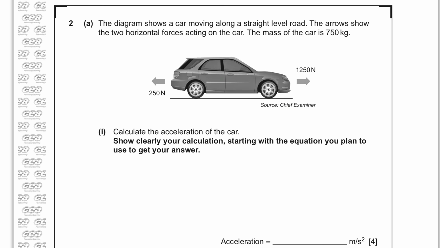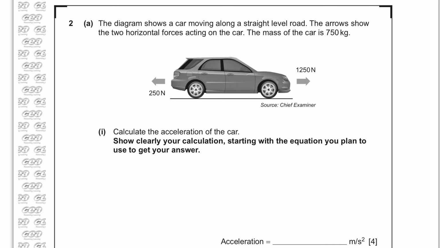Part A. The diagram shows a car moving along a straight level road. The arrows show two horizontal forces acting on the car. The mass of the car is 750 kilograms. So we've got a forward force from the engine of 1250 newtons, and we've got resistance forces of 250 newtons. Calculate the acceleration of the car. Show clearly the calculation starting with the equation you plan to use to get your answer.